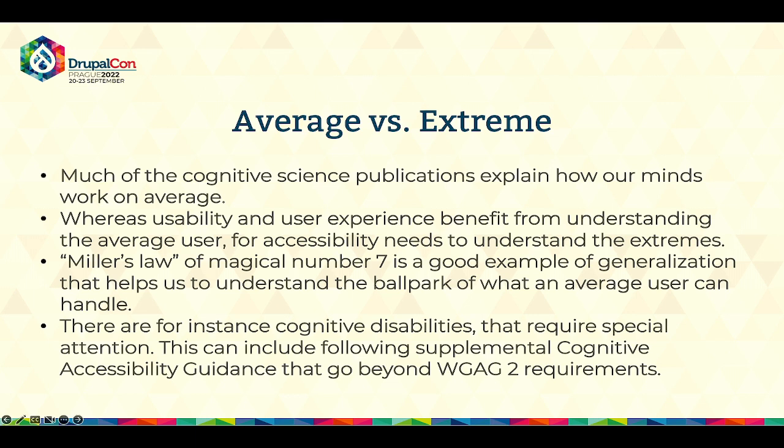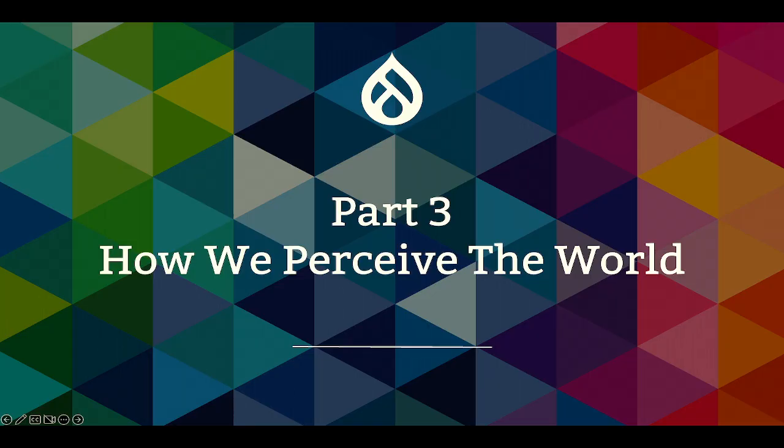average. So there are people who have cognitive disabilities and who are not working with that 7 plus or minus 2, and who have different ways of handling their attention. For this, there are supplemental cognitive accessibility guidelines that go beyond WCAG 2 requirements. So if you are working on cognitive disabilities, that's something you can look into.